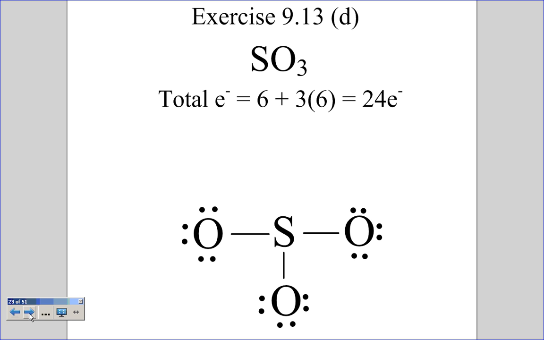Problem is, sulfur does not have an octet. So I need to make one share. You can see that I go from having 8 around that oxygen and 6 around the sulfur, and I switch over to having a double bond so that now everybody has 8 electrons.